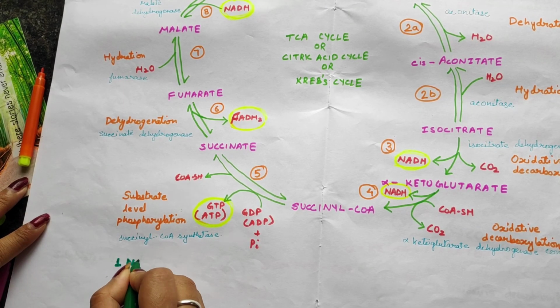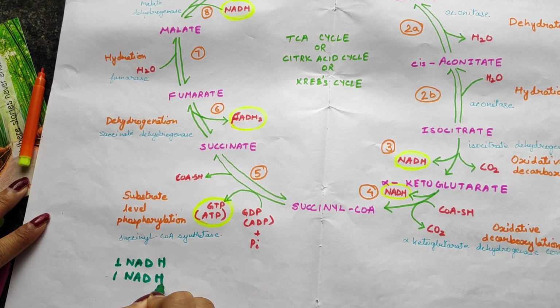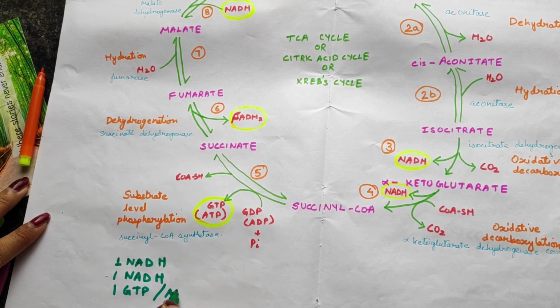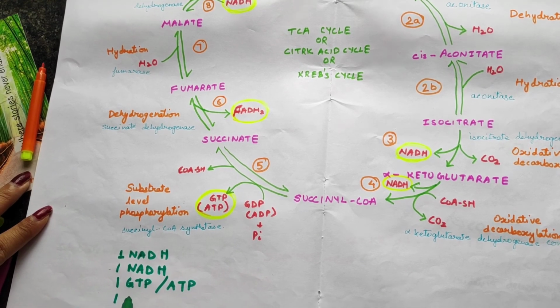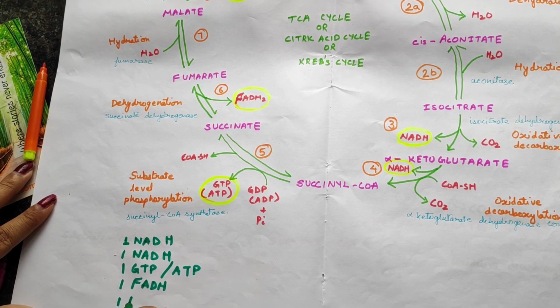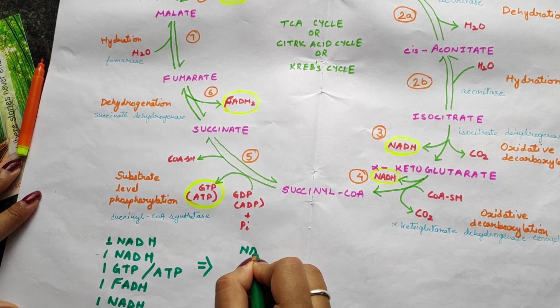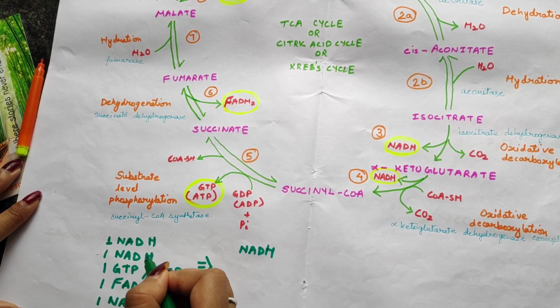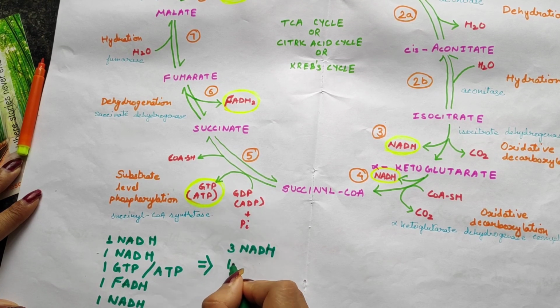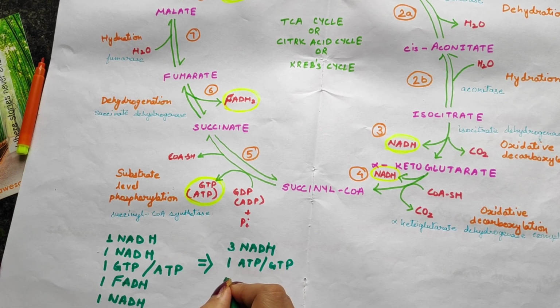So we can write down what we are getting. 1 molecule of NADH, this is from step 3. Then we are getting another molecule of NADH from step 4. Then we are getting 1 molecule of ATP or GTP. One molecule of FADH2, 1 molecule of NADH, this is what we are getting. So if we write in total, the total number of NADH we are getting is 3. We are getting 1 molecule of ATP or GTP and 1 molecule of FADH2.